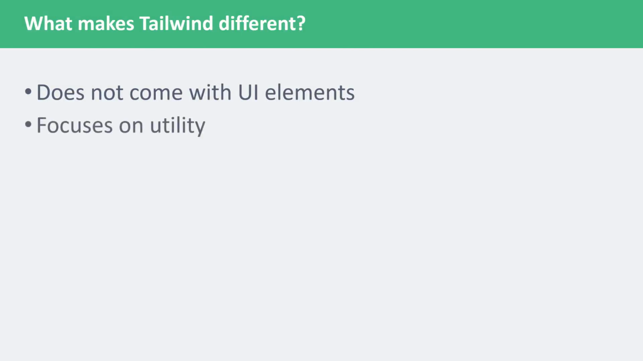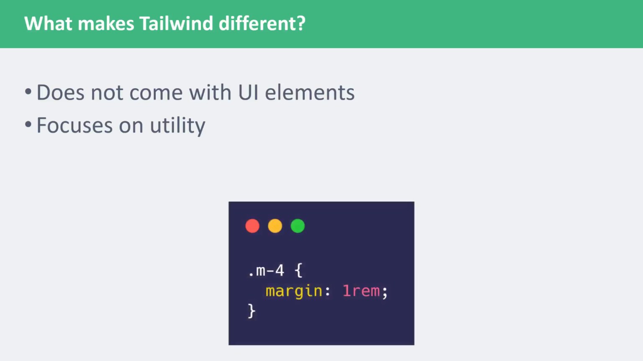Instead, Tailwind focuses on utility classes. What does that exactly mean? Tailwind will define hundreds of classes. Each class will modify one property. For example, there's a class called M4. The M4 class will set the margins of an element to 1 rem. There aren't any other properties under this class. On the other hand, a Bootstrap class can modify multiple properties of an element.